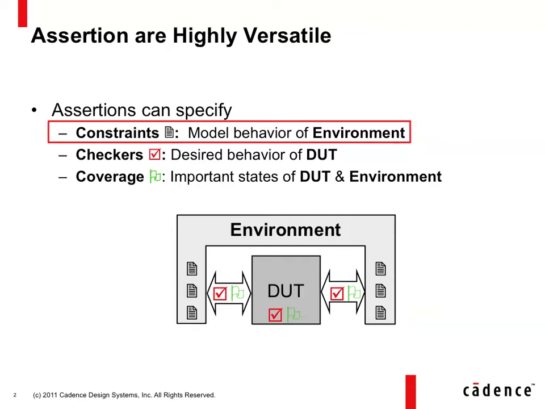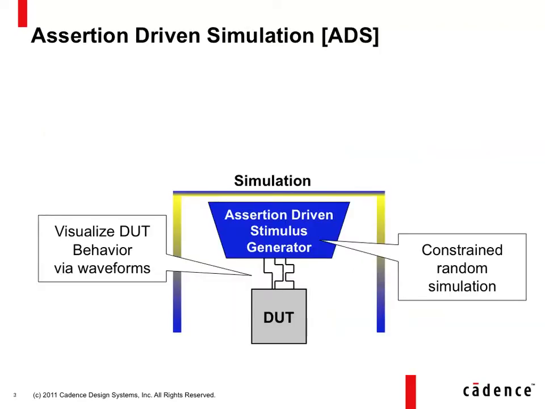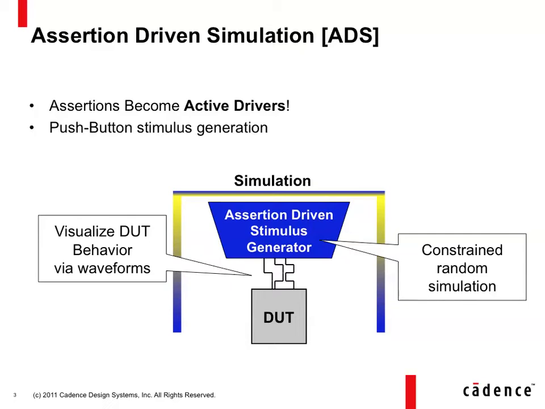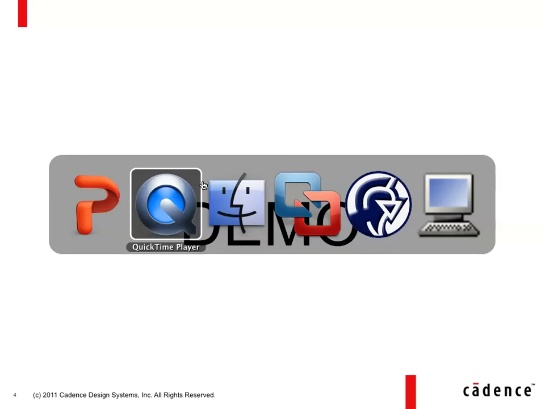You might know this from formal analysis, but we're talking about simulation today, assertion-driven simulation. This means we turn these assertions into active drivers. So the magic here is that you only specify a few assertions, press a button, and you generate stimulus automatically. It's constrained random stimulus that you can use to visualize the behavior of your device relative to these constraints. Let me show you how this looks in a quick demonstration.